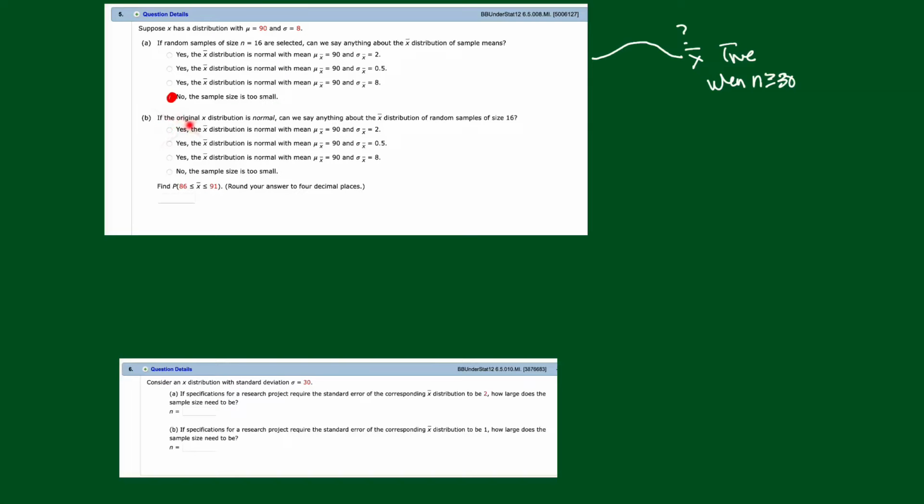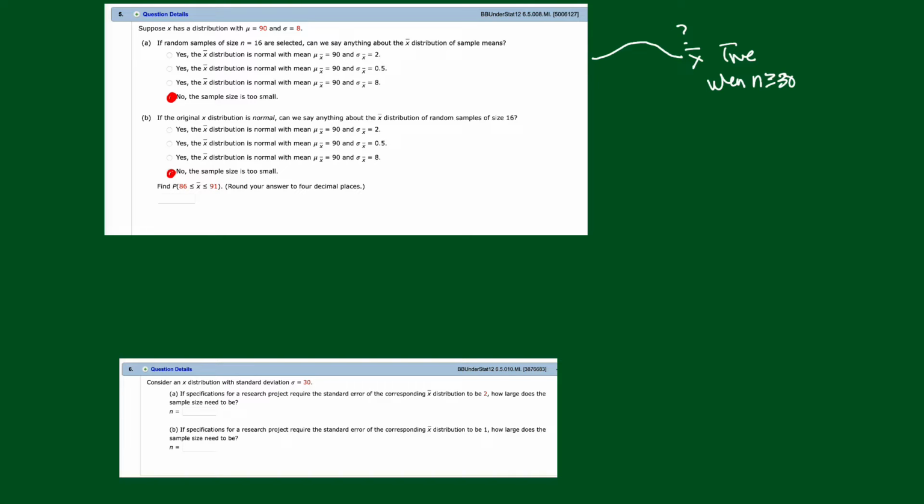Now in part B it says if the original distribution is normal. So now we know that the original distribution is normal. Can we say anything now about the distribution of X bar? Yeah, as long as we know it's normal, the sample size doesn't matter anymore. So what can we say? Yes, X bar is normal with a mean of 90. Where did the 2 come from? I think it's going to be this one here, right? Yes, it's normal with a mean of 90 and a standard deviation of 8. So let's choose that one.